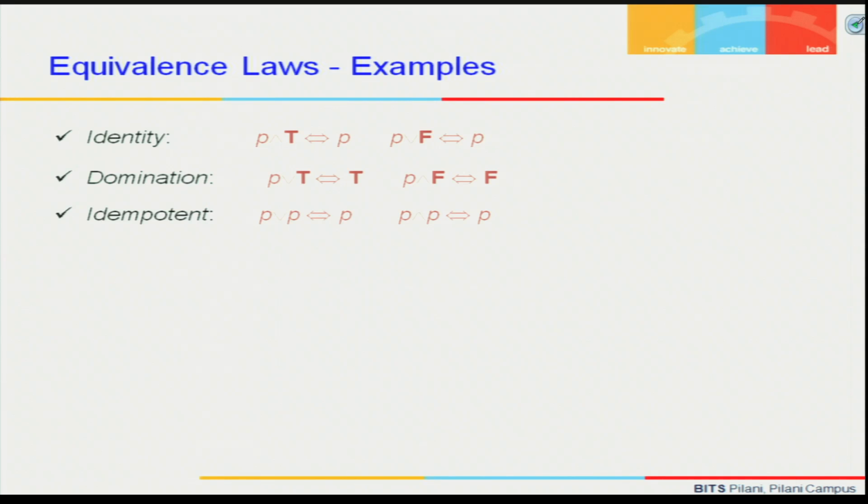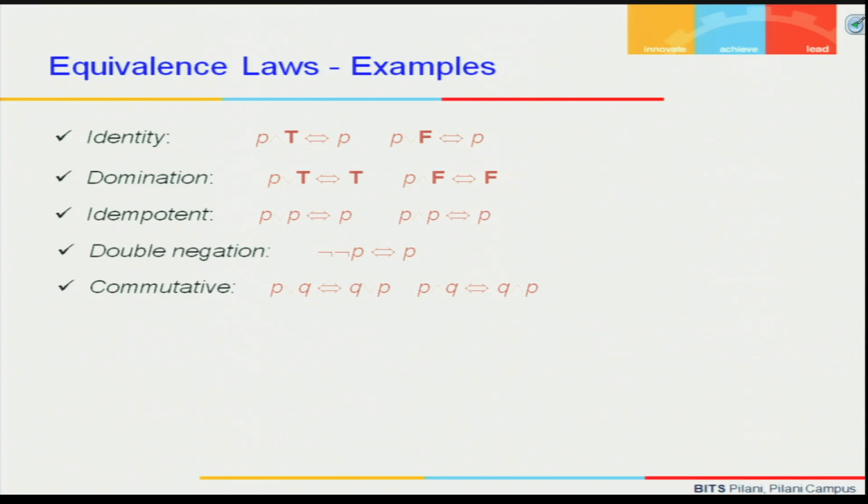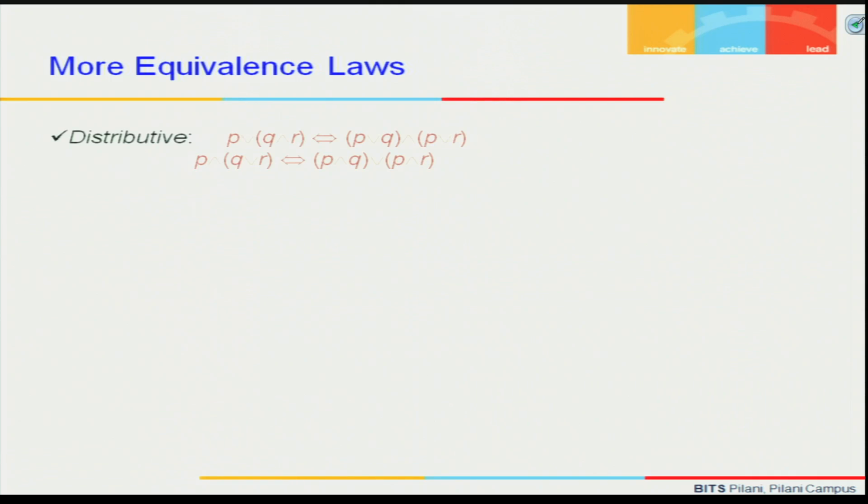Idempotent law: P or P is equivalent to P. They are intuitively very much in line with our thinking. P and P is equivalent to P. Double negation: not of not P is equivalent to P. Commutative: P or Q is equivalent to Q or P, and P and Q is equivalent to Q and P. Similarly, associative law, and distributive law: P or (Q and R) is equivalent to (P or Q) and (P or R).